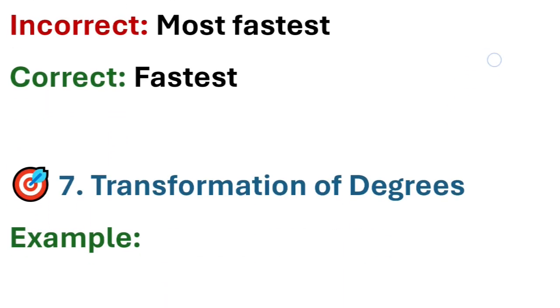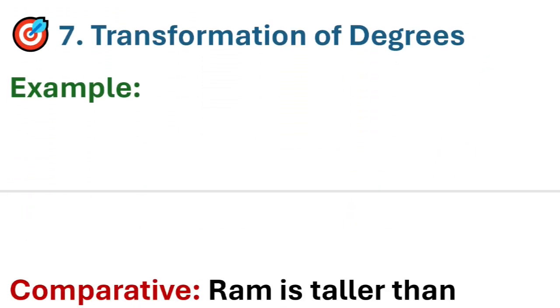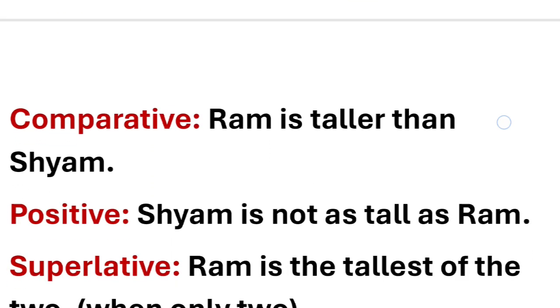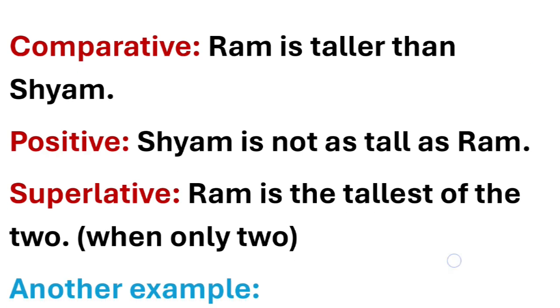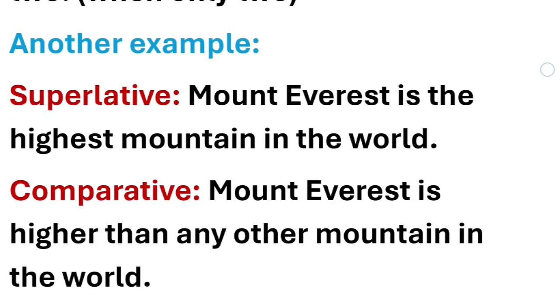Now with this, we are moving further and going to talk about transformation of degrees. Very important for the examination. When we talk about some sentences, using these we can understand how transformation of degrees is used. So in comparative form, when there is a sentence, Ram is taller than Shyam. To make it positive, we can use Shyam is not as tall as Ram. In superlative, it can be Ram is the tallest of the two when there are only two.